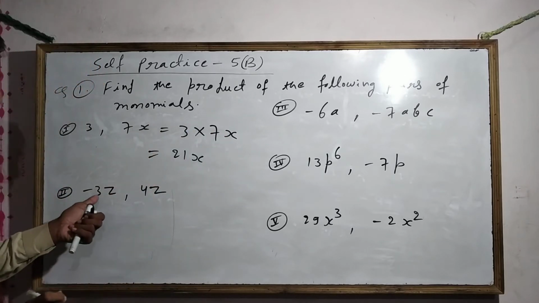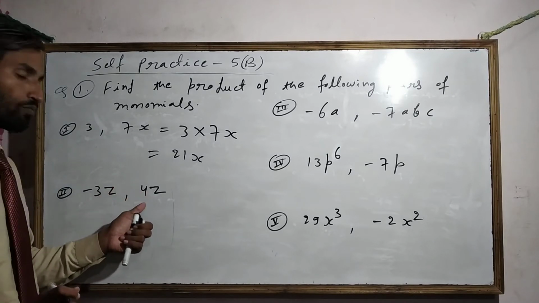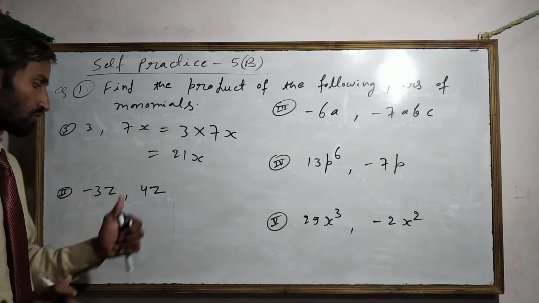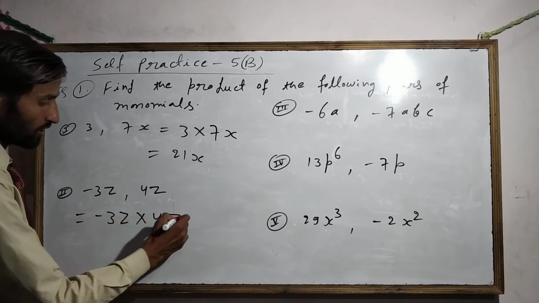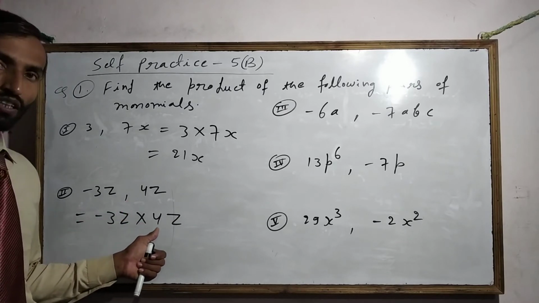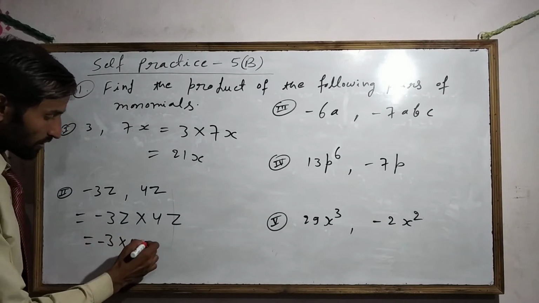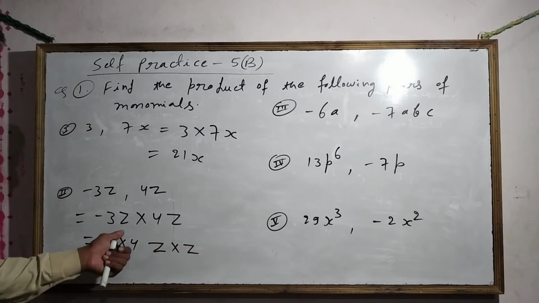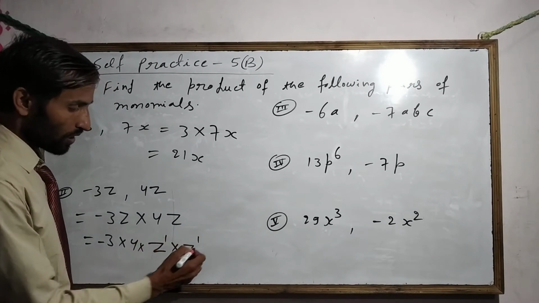Next one, here both have opposite signs, -3 and +4, and the variable is z in both. We have to multiply -3z into 4z. If you multiply number to number, it is -3 into 4, but the variable will also change because both have the same variable, and here the power is 1 and here also the power is 1.